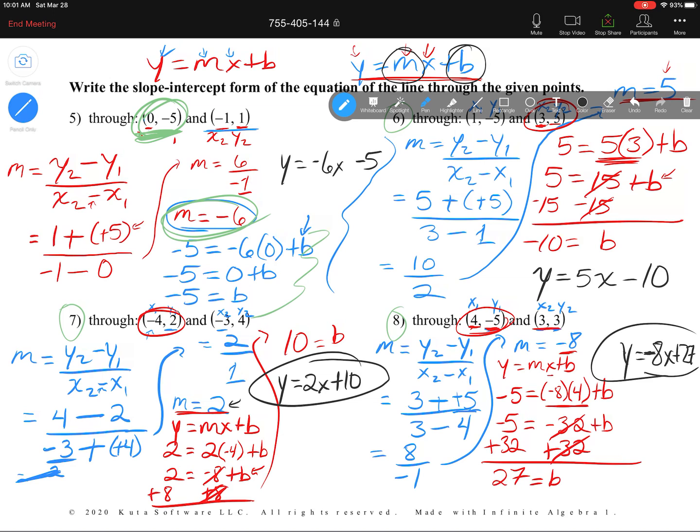Again, though, guys, that is our review for questions 5 through 8, just writing an equation in slope-intercept form given 2 coordinates.